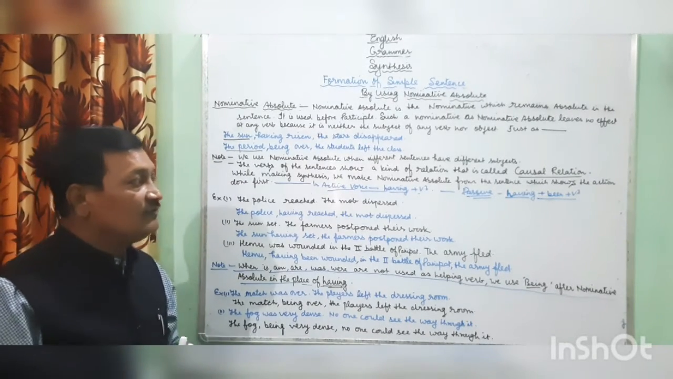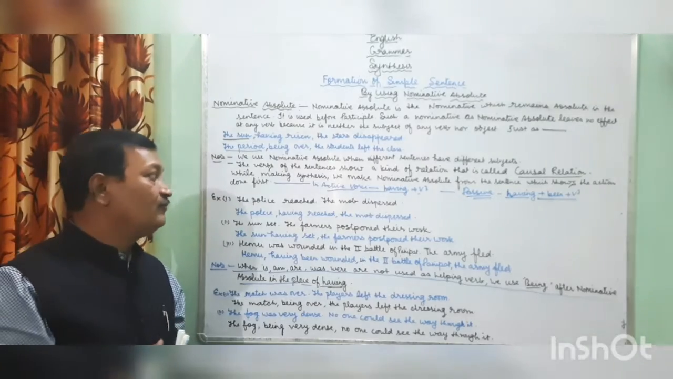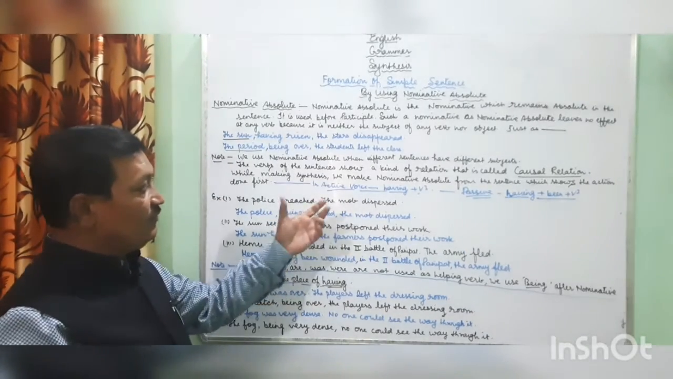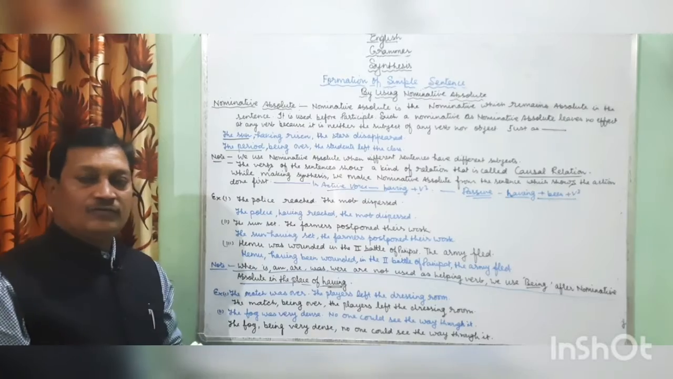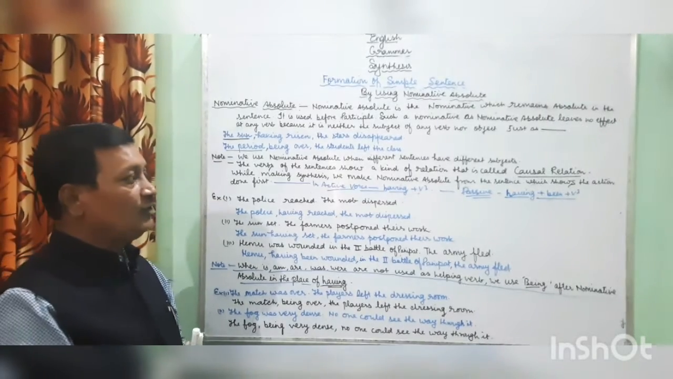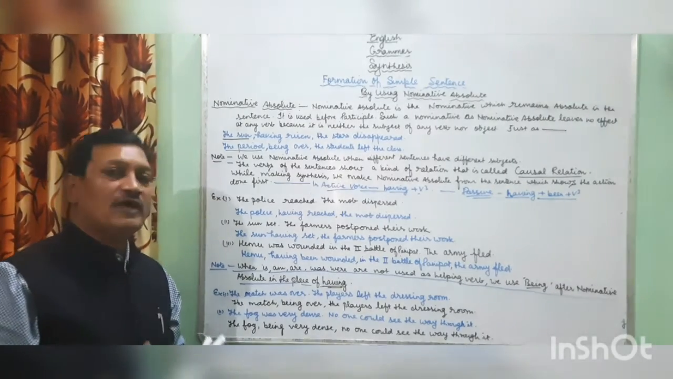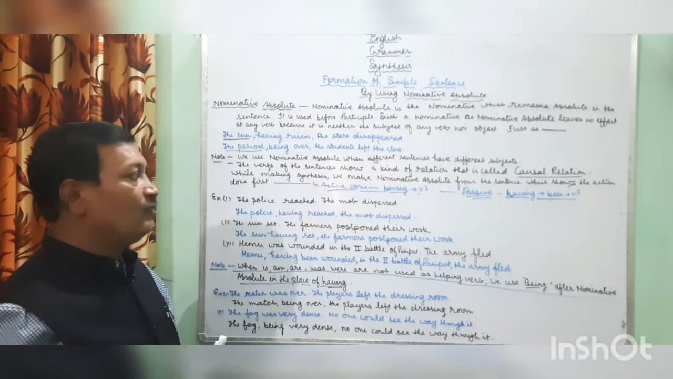While making synthesis, we make nominative absolute from the sentence which shows the action done first. In active voice, we use having plus third form of the verb. In passive voice, we use having plus been plus third form of the verb.